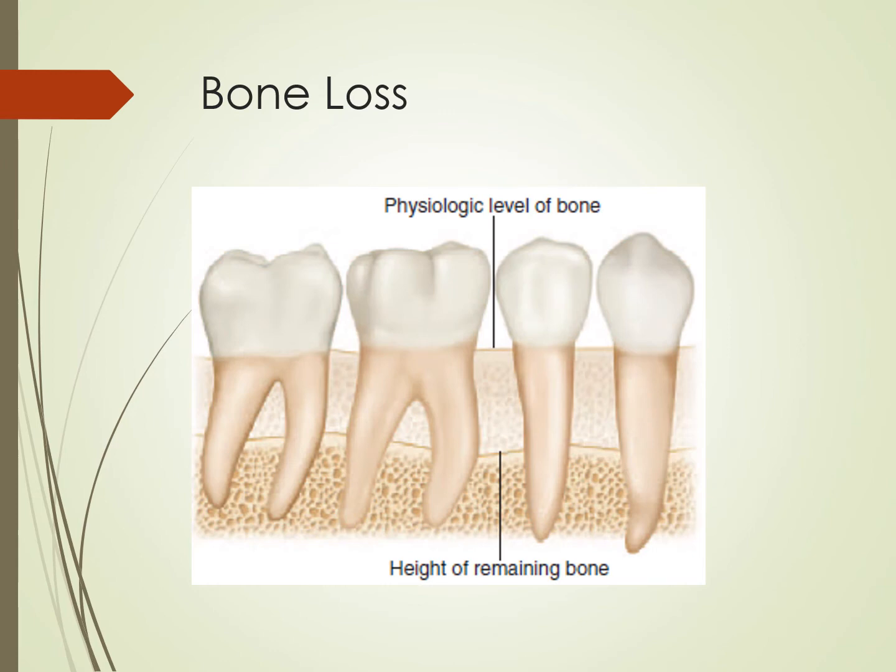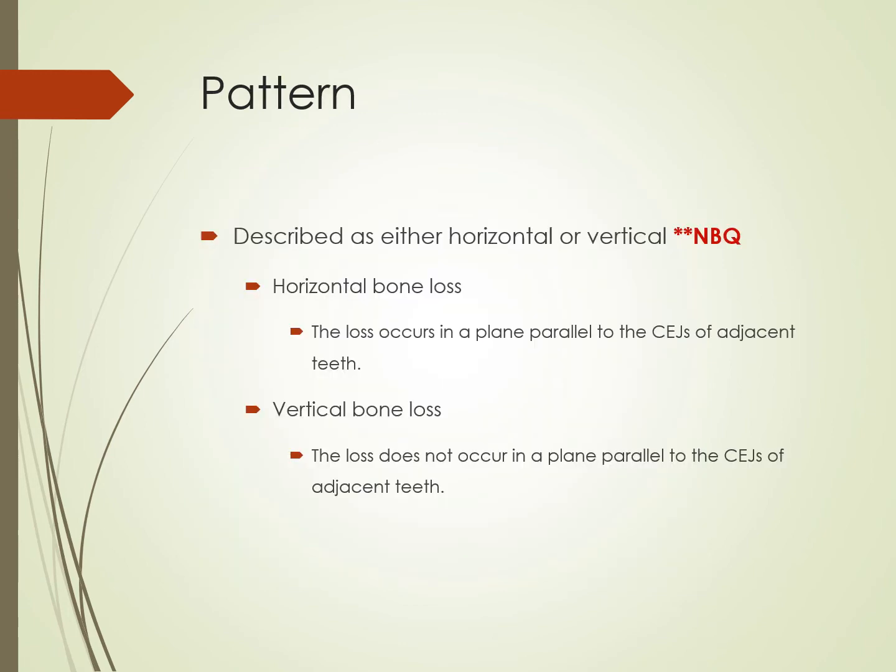So here is that image of bone loss, where the physiological level is that 1.5 to 2 millimeters below the CEJ, and the height of the remaining bone. So that is what we are measuring. Bone loss is estimated as the difference between the physiological level of bone and the height of the remaining bone. The pattern of bone loss is described as either horizontal or vertical.